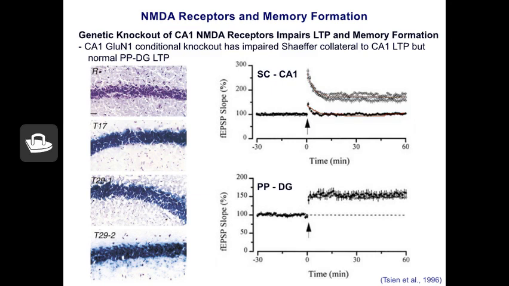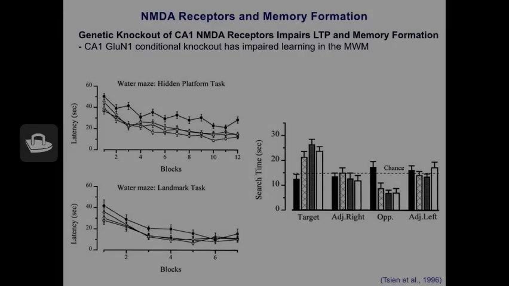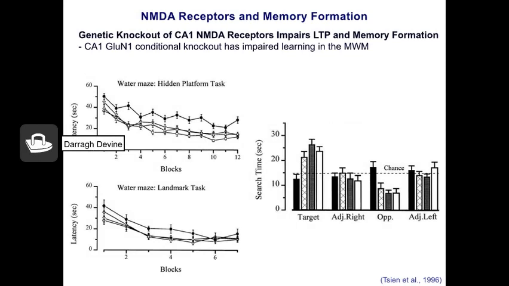And the bottom graph actually shows that LTP was successfully induced by tetanic stimulation of perforant path inputs to the dentate gyrus granule cells in all 4 mouse lines, as you might expect, as the knockout was shown to impact the CA1 cells only. So the CA1 specific NMDA receptor knockout mice were impaired in LTP.